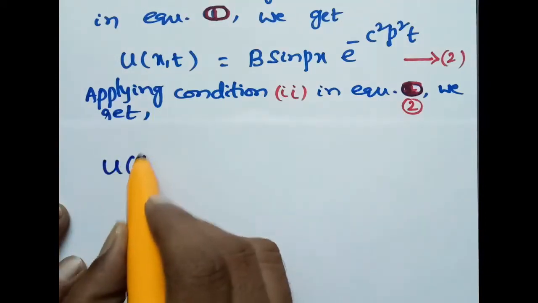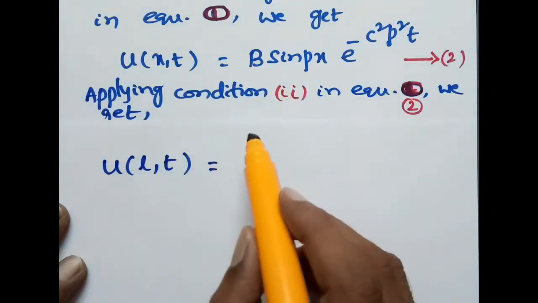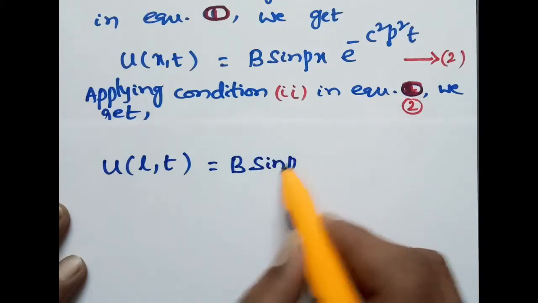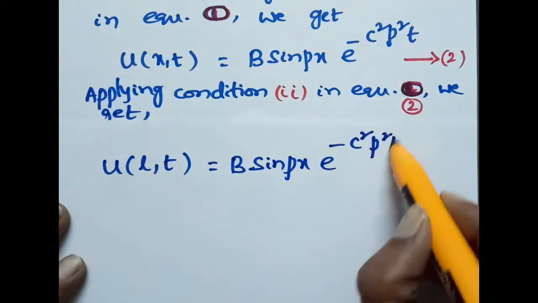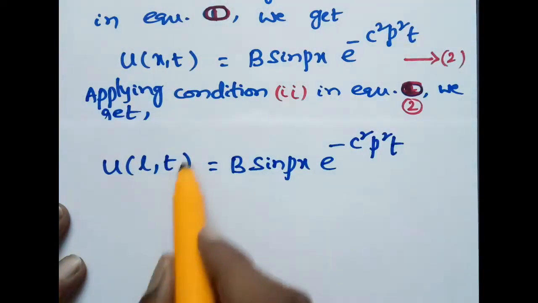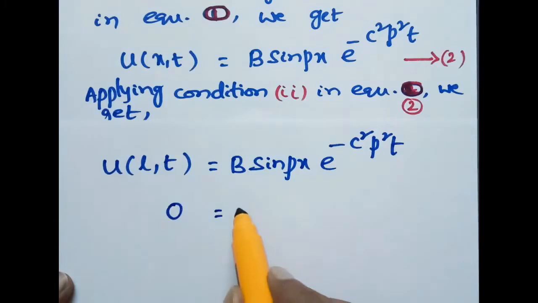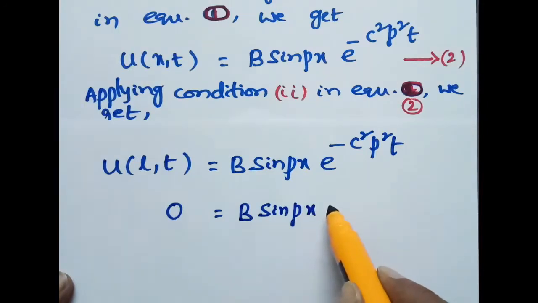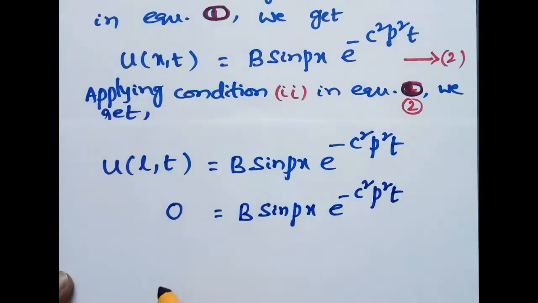u of l comma t equal to b into sine px into e to the power of minus c square p square into t. But u of L comma t value is equal to 0 as in condition number 2. So 0 is equal to b sin px into e to the power of minus c square p square t.